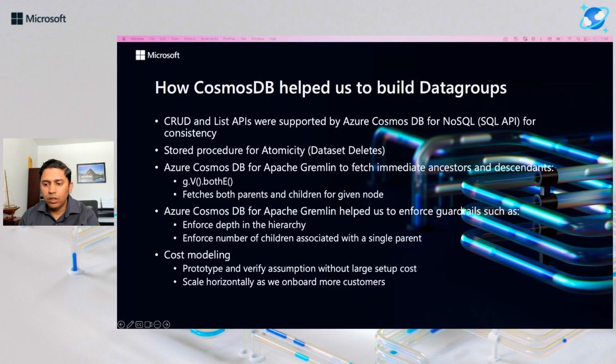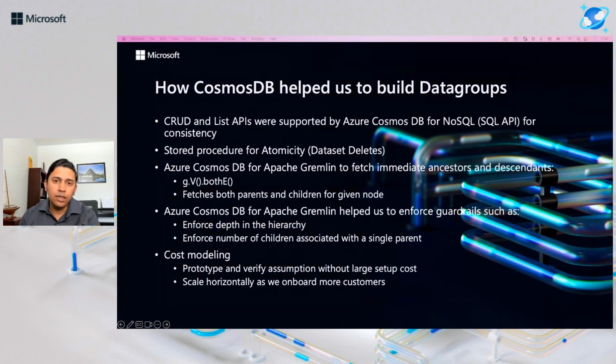We didn't want a scenario where a user is navigating through data groups and is caught in an endless loop because of a very high depth, or their screen just freezes because they have a large number of data groups as children. So it was very important for us to implement those guardrails, and Apache Gremlin was very helpful in implementing them. We use that query language to ensure such restrictions by parsing through the graph that we are storing.